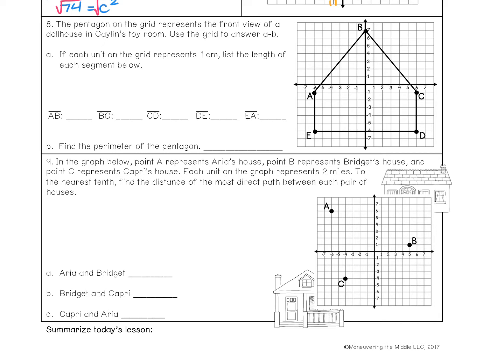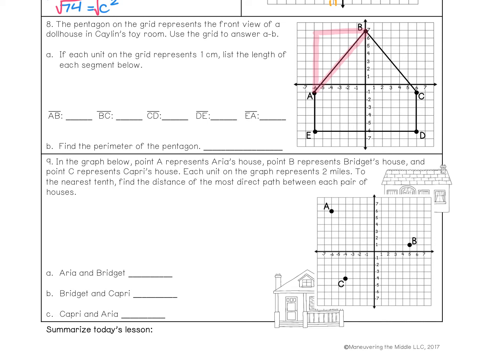The pentagon on the grid represents the front view of a dollhouse in Kaylin's room. Use the grid to answer questions A and B. If each unit on the grid represents 1 centimeter, list the length of each segment. So the first segment it asks me to find is AB, which is right here. So I'm going to draw my legs and then count them out.